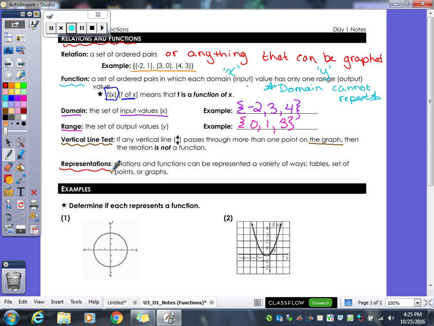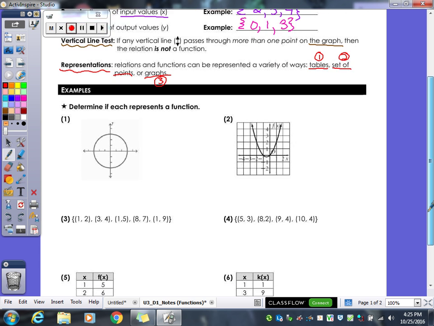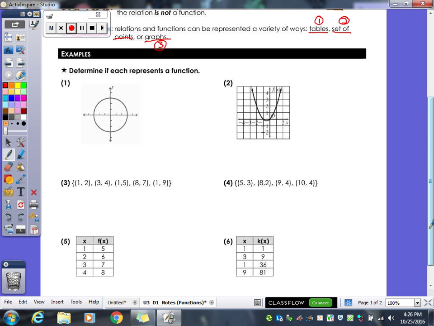And then this last part here is just telling you there's several different ways to represent relations. You've got a table, you can write your set of points, that's the second way, or a graph, that is your third way. So we have several different ways in which we can represent these, and you have to be able to look at each one of them to determine whether it's a function or just a relation.